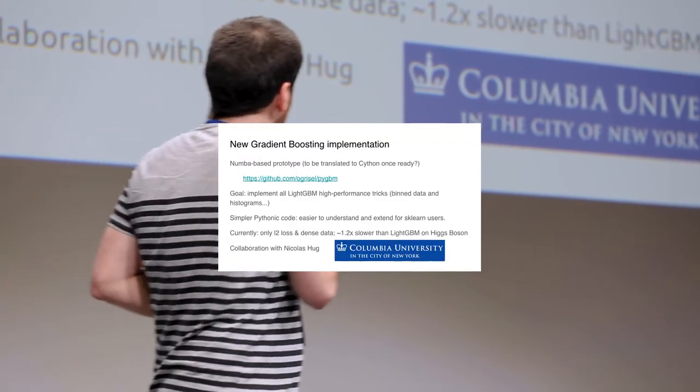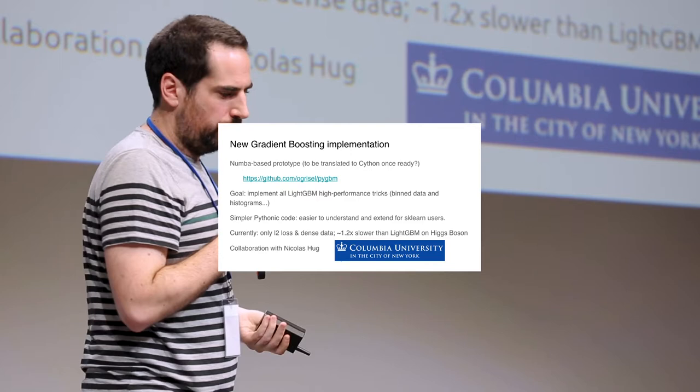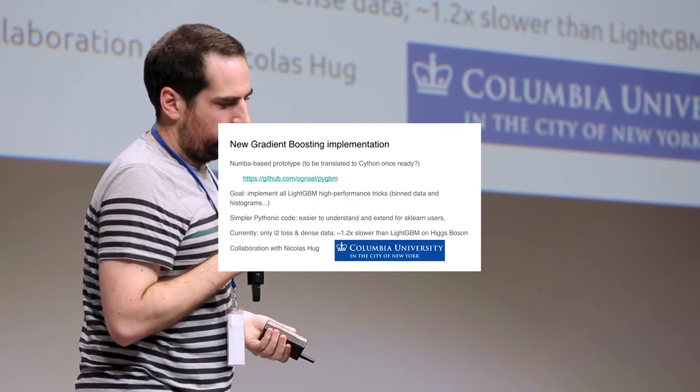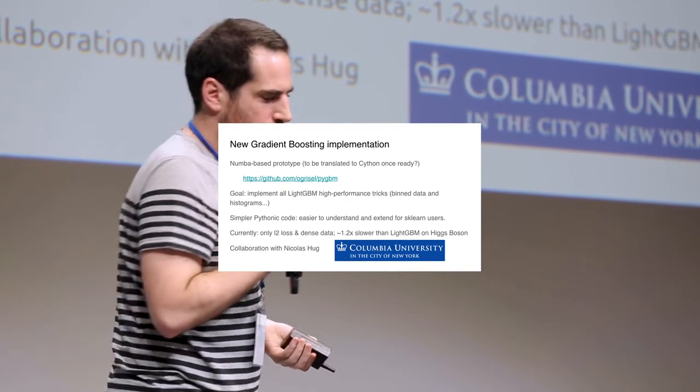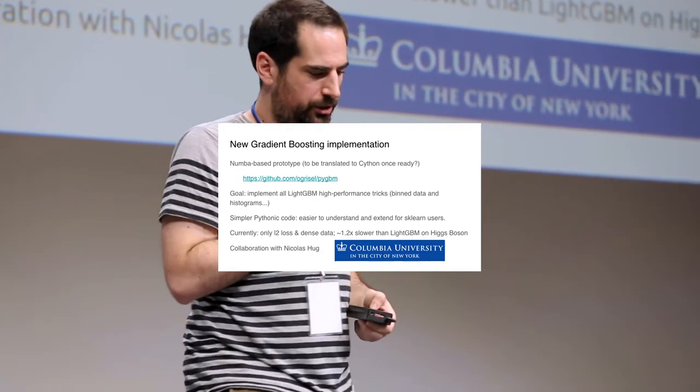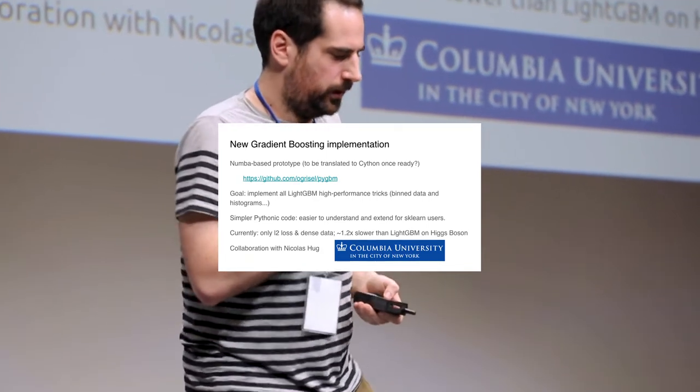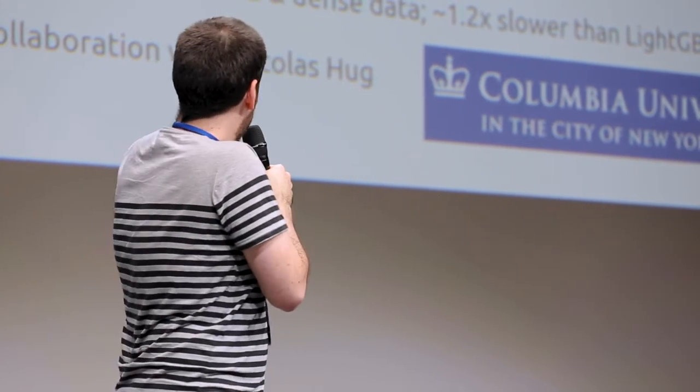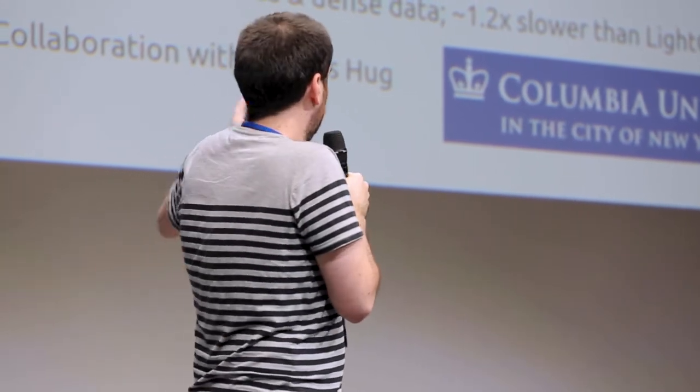We are also working on a significantly more performant gradient boosting machine. The goal is to have the same kind of performance as the LightGBM library, but with a more Pythonic implementation. And we are getting closer and closer to that in an experimental project for now. The goal will be at some point to integrate it back into Scikit-learn. This is a collaboration with Nicolas at Columbia University.